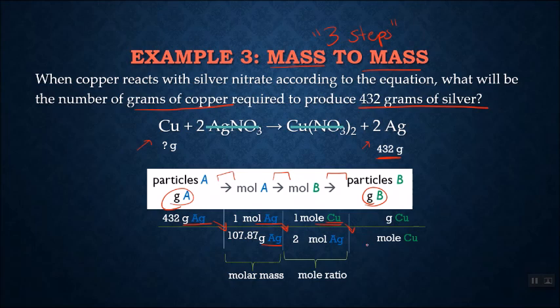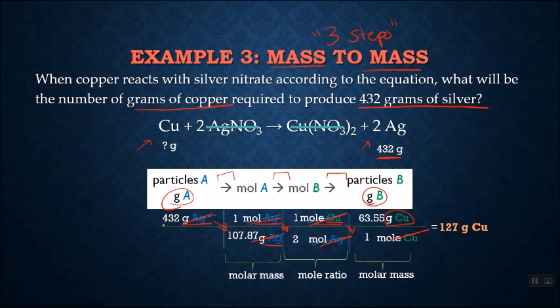Last conversion, we need to change the moles of copper to grams of copper. So once again, we need the periodic table to look up the mass of copper. And if you look up the mass of copper, 1 mole of copper will equal 63.55 grams. And now we have it set up for everything to cancel. So the grams of the silver cancel, the moles of the silver cancel, the moles of the copper cancel, and then we're left with our grams of copper, which is what we wanted. And that ends up being 127 grams of copper.